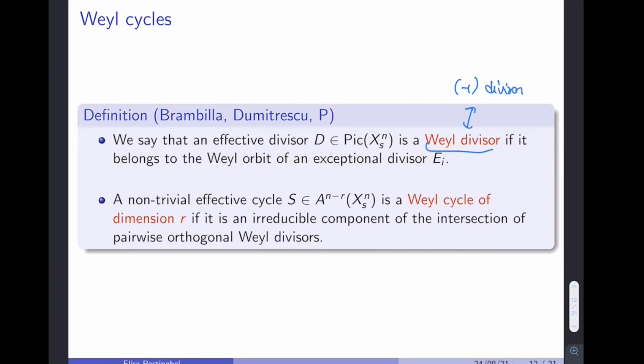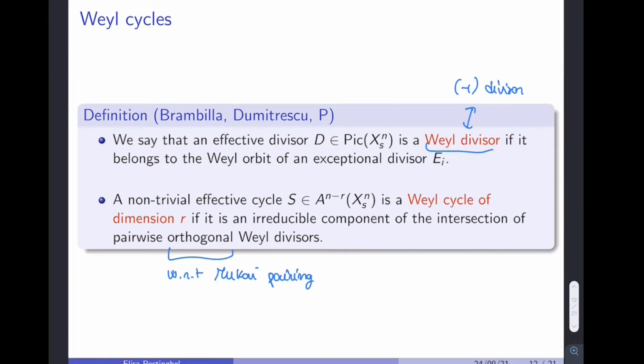So a Weyl divisor is a divisor that belongs to the orbit of an exceptional divisor. In other terms, it's a -1 divisor according to the Mukai pairing. But then what is a Weyl cycle of dimension r? It's a non-trivial effective cycle that is an irreducible component of the intersection of pairwise orthogonal Weyl divisors. And the orthogonality is taken with respect to the Mukai pairing, so to this intersection product between divisors that I've introduced before.